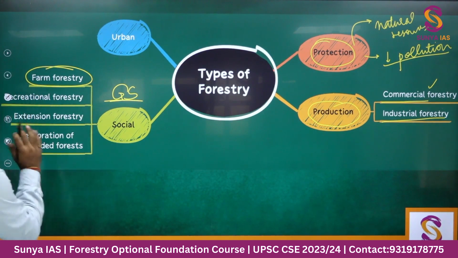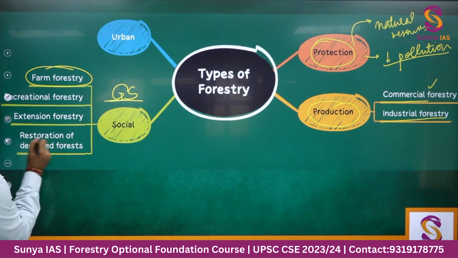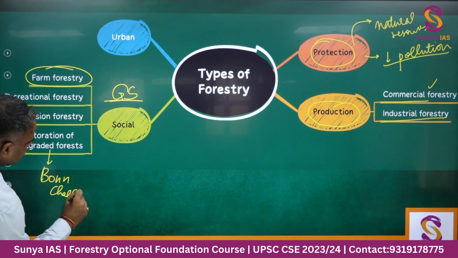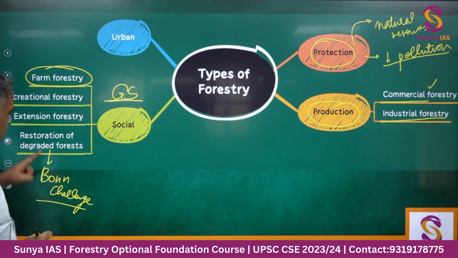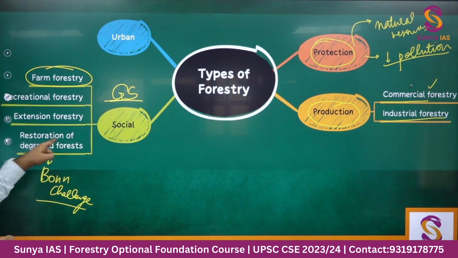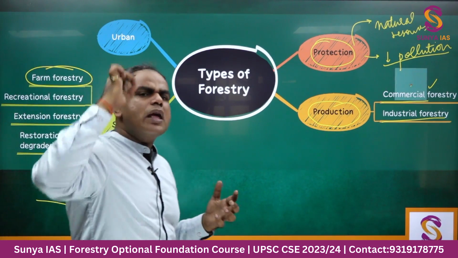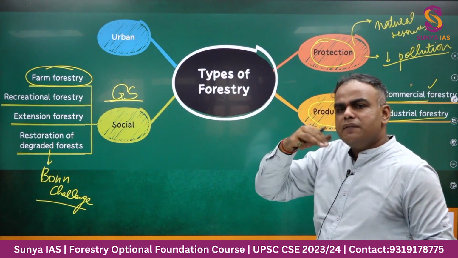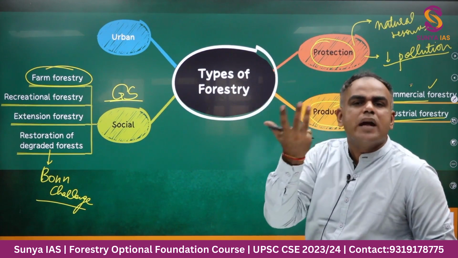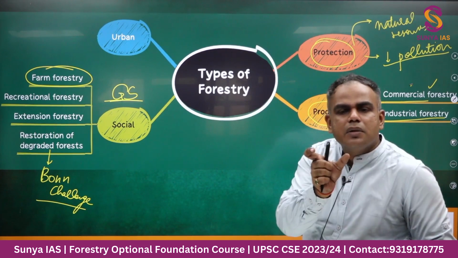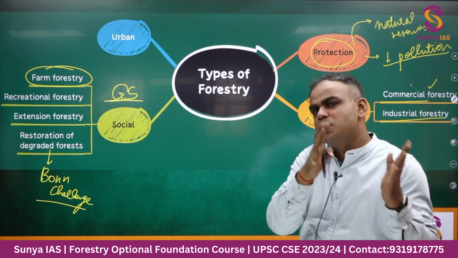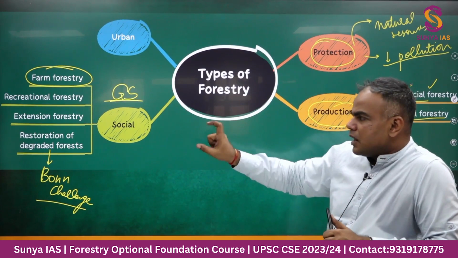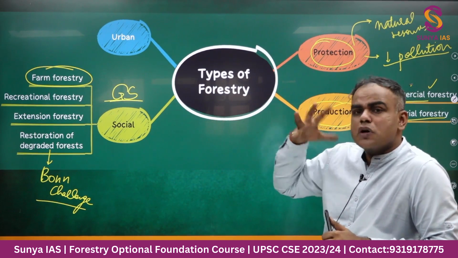Now in your margins, with restoration of degraded forest, please write down a term, Bond challenge. We'll see what this is at the end of the lecture. Write this on the margins. Restoration of degraded forest. Now think of desertification, degradation, etc. If we want to restore the degraded forest, how can we do that? We can talk about afforestation, reforestation. We'll also see the difference between afforestation and reforestation in lecture number 2. But for the time being, restoration of degraded forest is social forestry.